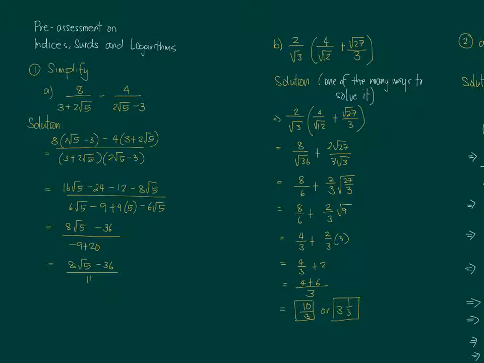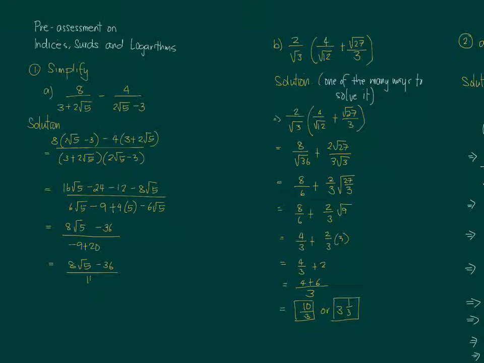So the first one is about the difference of 8 over 3 plus 2 square root of 5 and 4 over 2 square root of 5 minus 3. So I skipped some steps, but you should end up getting this. So the idea is you have to get the LCD, and for an expression like this, the LCD will be the product of these two. So as you can see, you have 3 plus 2 square root of 5, and you also have 2 square root of 5 minus 3. Now, this is how you understand how this was obtained.